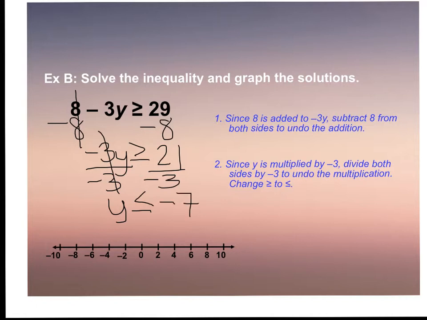21 divided by negative 3 gives me negative 7. So remember, I had to switch that inequality symbol. Write in your notes why I had to do that. And now that my inequality is solved for, my variable is isolated, I can go ahead and graph the solution.